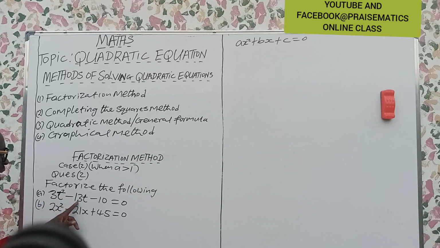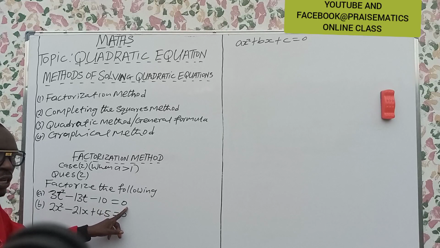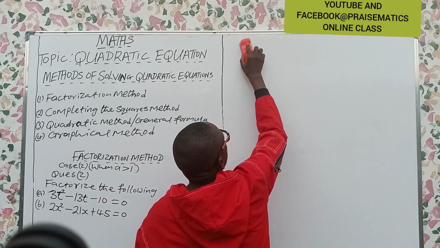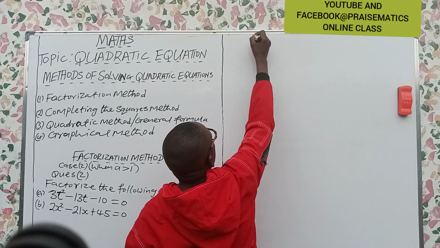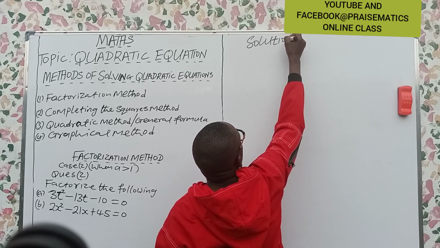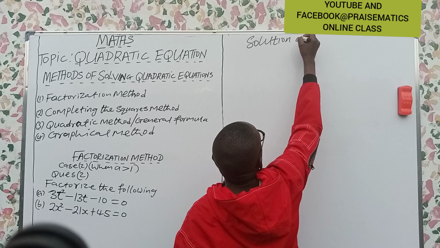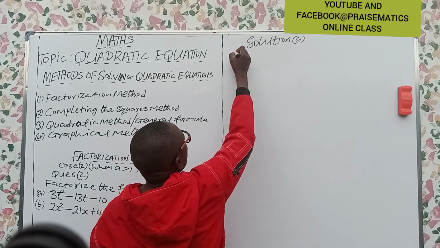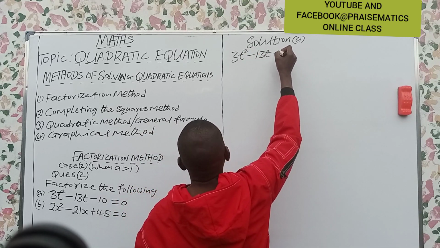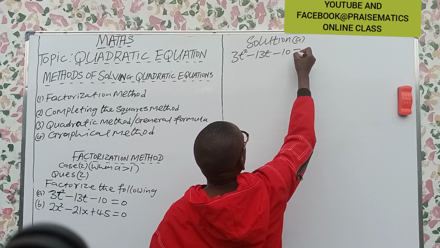3t squared minus 13t minus 10 equal to 0. The second equation is 2x squared minus 21x plus 45 equal to 0. So we are going to solve this. I'll solve one and you will try the second one. Okay, solution. That says 3t squared minus 13t minus 10 equal to 0.